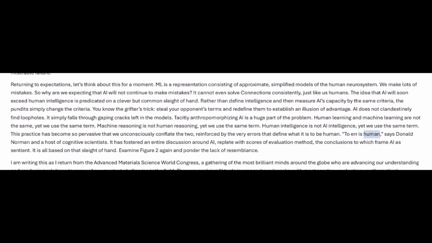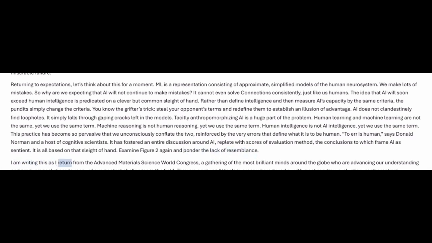To err is human, says Donald Norman and a host of cognitive scientists. It has fostered an entire discussion around AI, replete with scores of evaluation methods, the conclusions to which frame AI as sentient. It is all based on that sleight of hand. Examine Figure 2 again and ponder the lack of resemblance.